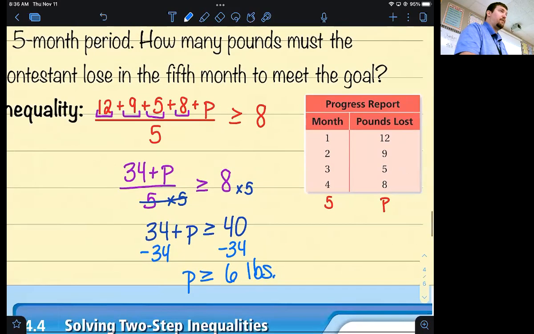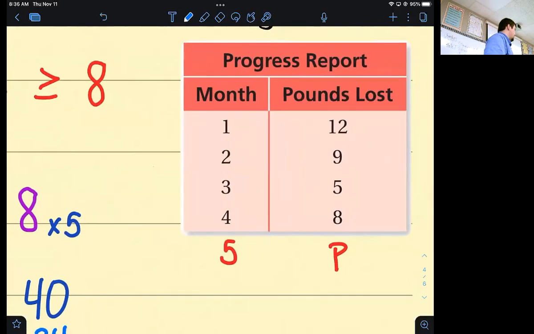Now, do you think it's possible for them to lose 6 pounds in that last month? Yeah, they've had lots of months where they've lost more than 6 pounds, right? 12 pounds, 9 pounds, 8 pounds. 5 pounds was the least they lost, and they just need to lose one more than that. They'll have their goal of 8 pounds per month.